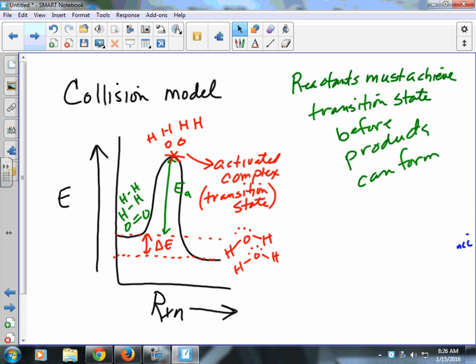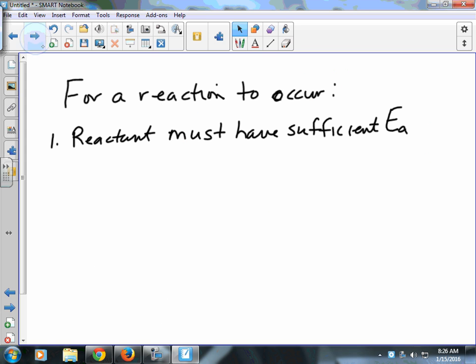Number 2. Data has shown that even particles with sufficient activation energy, with enough energy that they should make that activated complex, some of them don't. Still. Why is that? That is the second criterion.